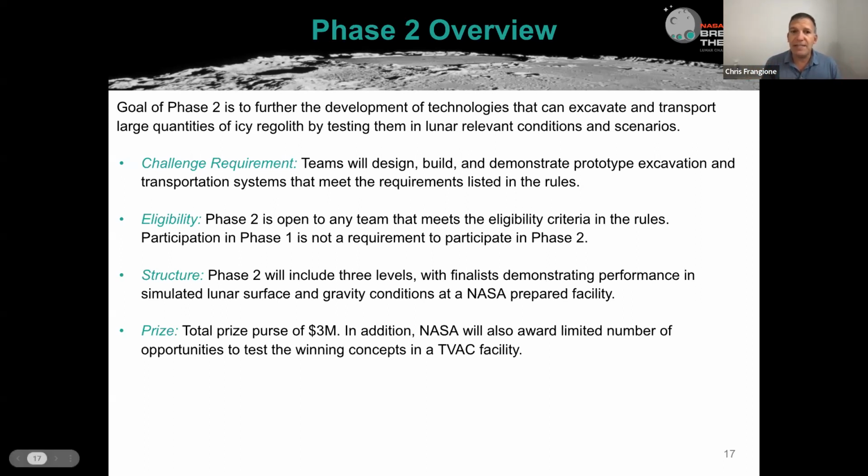Phase 2 is open to any team that meets the eligibility criteria. We'll go into that in a later slide. Again, participation in phase 1 is not a requirement to participate in phase 2. There's 3 levels in phase 2, with finalists demonstrating head-to-head at a facility created by NASA. And in this phase, we have $3 million in total prizes broken up across the levels and across finalists. And there will be an opportunity for some limited number to actually test in a TVAC facility. Next slide.